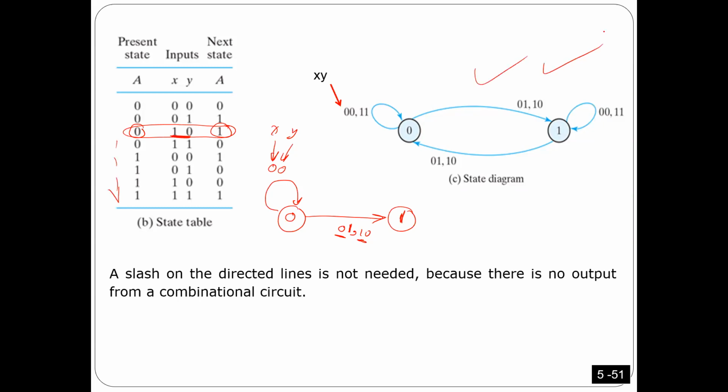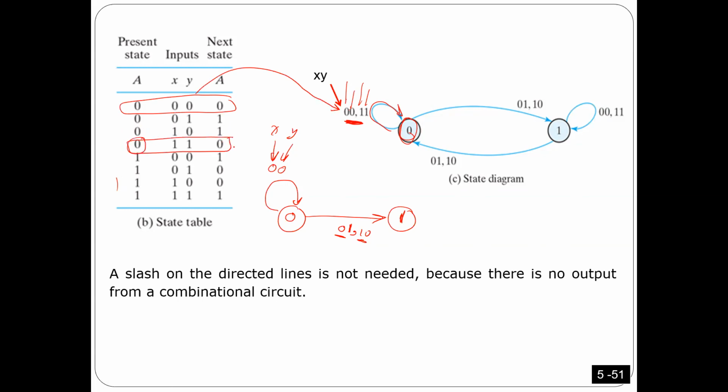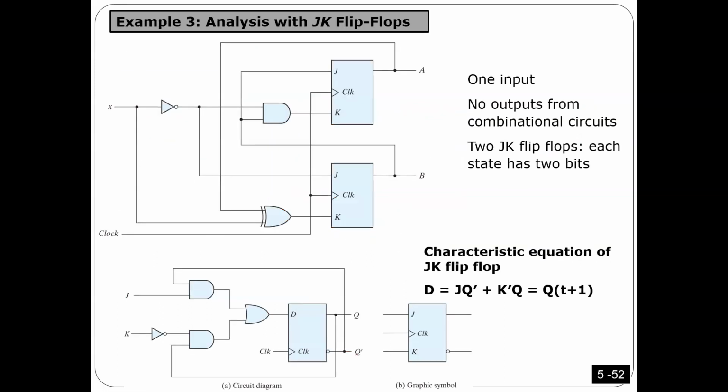You will draw this one. What this one means is that if you are in state 0, you are going to stay at state 0 with these two inputs when XY is 0, 0 or XY is 1, 1. Every label here is representing one row. So this row is actually this one here, and in this row, you are at 0 and you are going to stay at 0 when XY is 1, 1. So it's representing this one. Any questions? Okay, let's move to the next one.